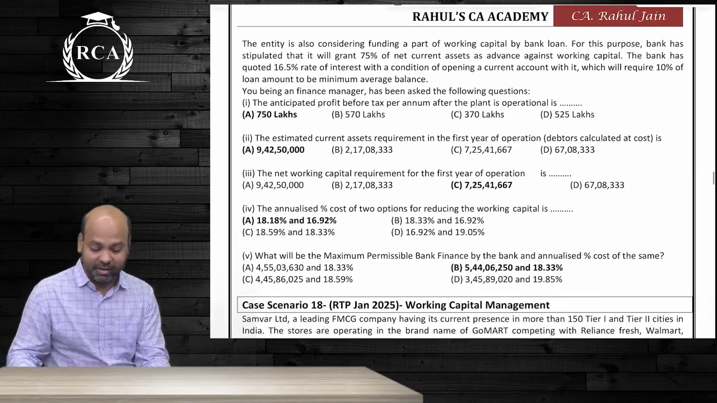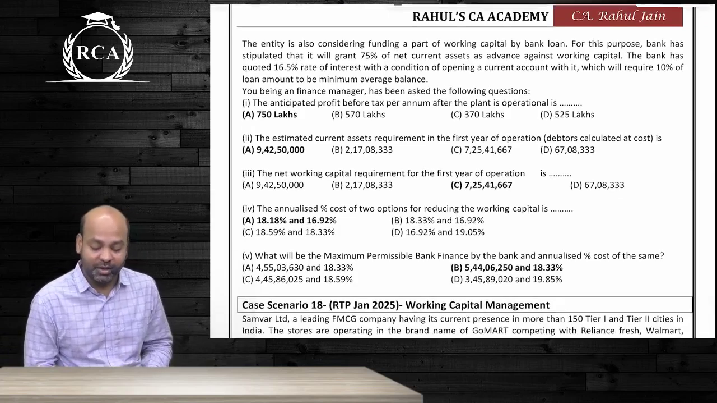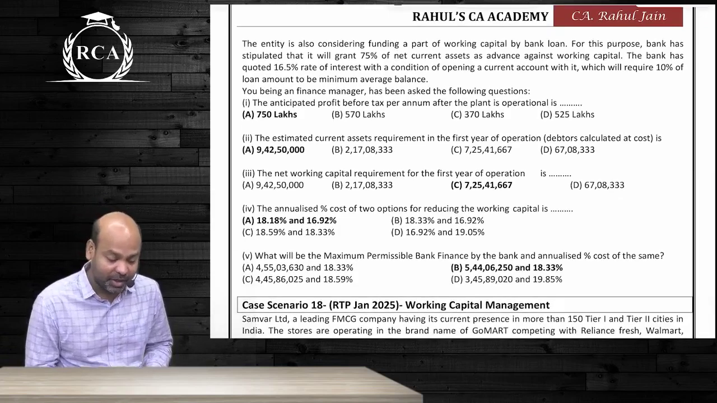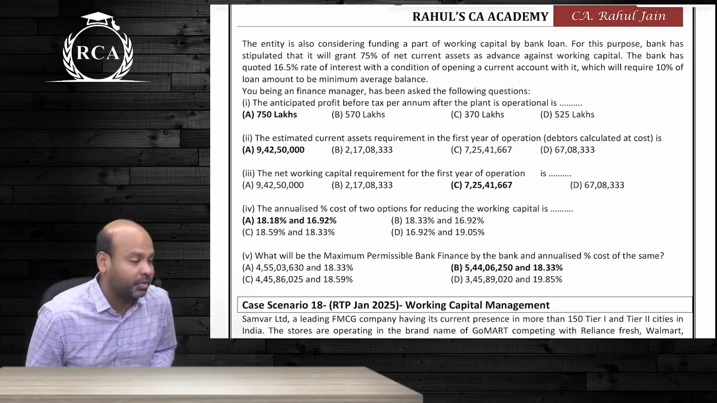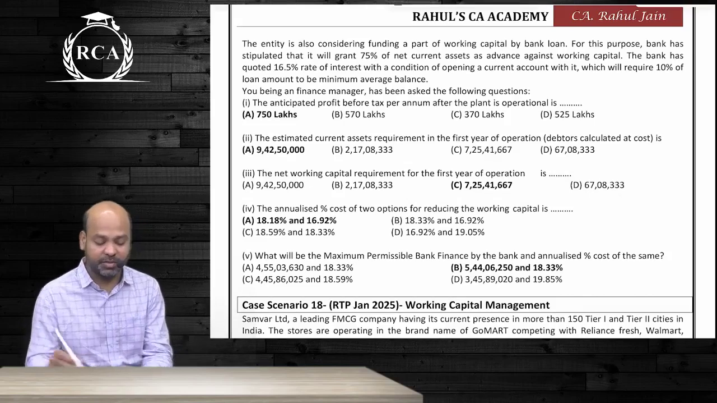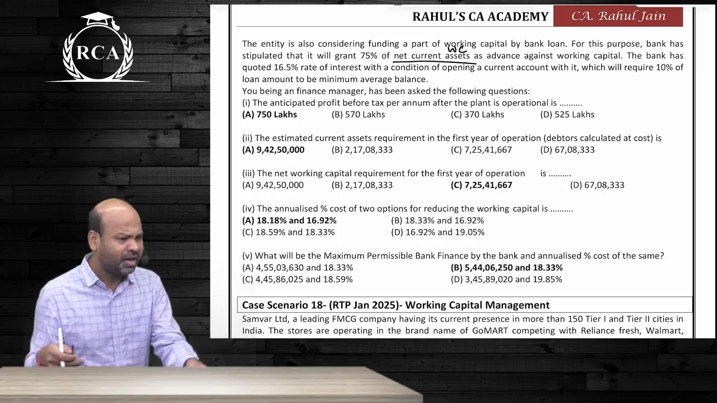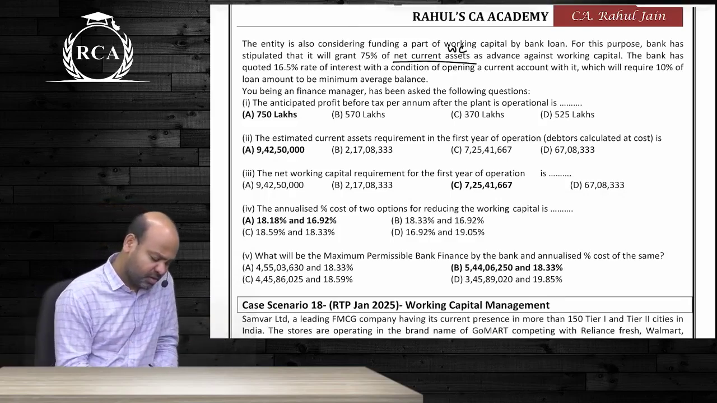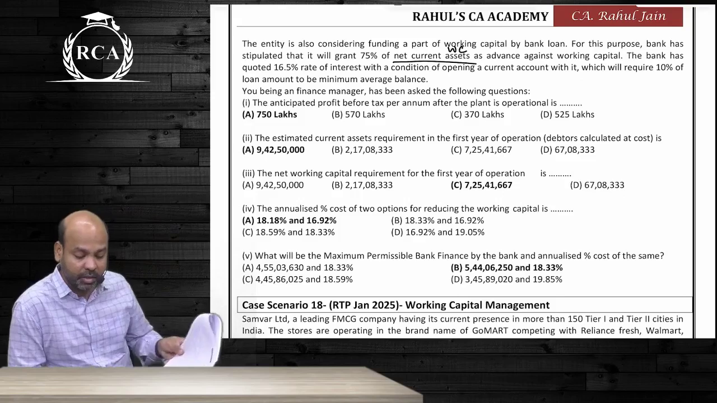Fifth bit, guys. The entity is also considering funding a part of working capital, beta, by bank loan. For this purpose, guys, the bank has stipulated that it will grant 75% of net current assets as advance against working capital. Net current assets means what, guys? Working capital. Net current assets are current assets minus current liabilities. So you already computed working capital, guys, in which bit? Third bit. Can you take the third bit's answer and multiply by 75%?